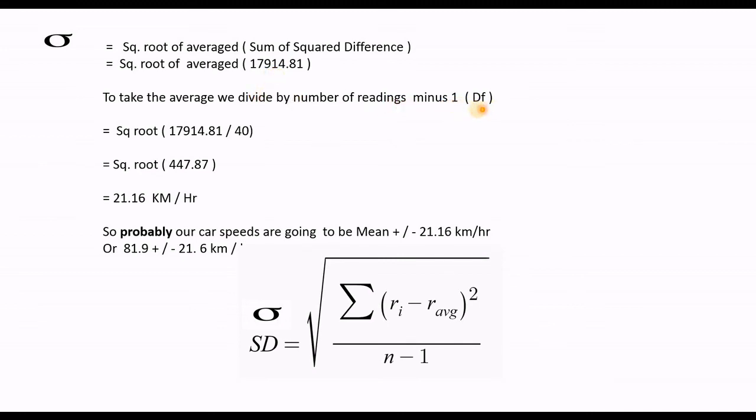This is actually called degrees of freedom. Don't worry about this at this stage. I will explain this later on, degrees of freedom. This is a very easy concept. At the moment, you just imagine we are dividing by 41.